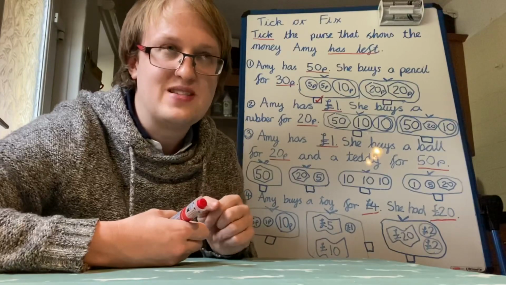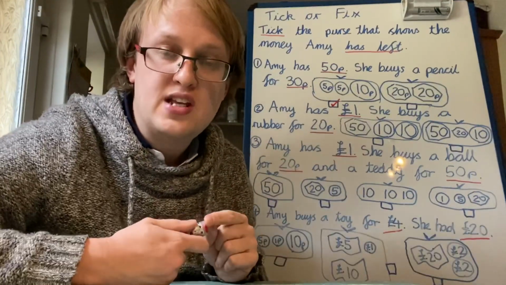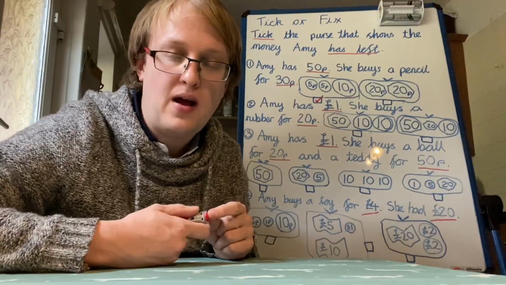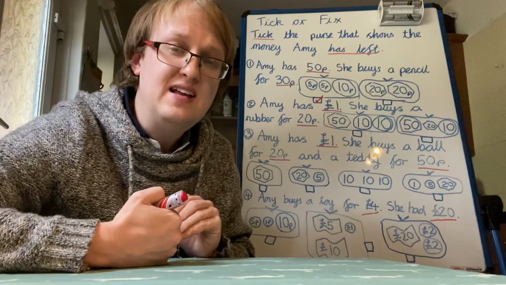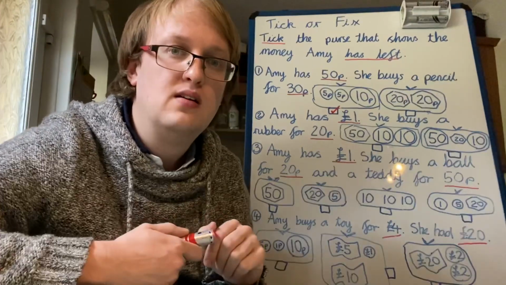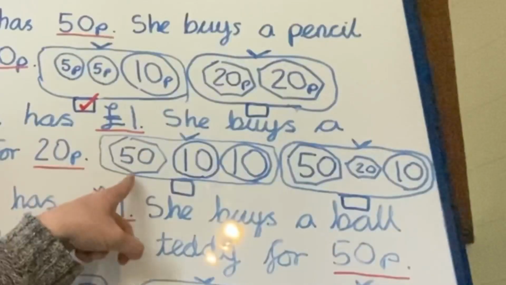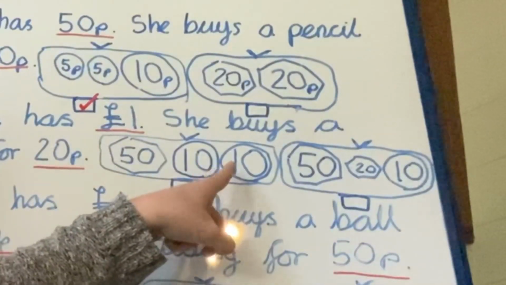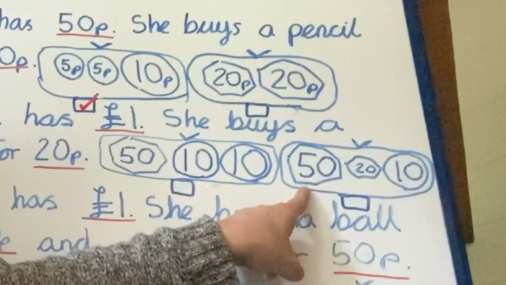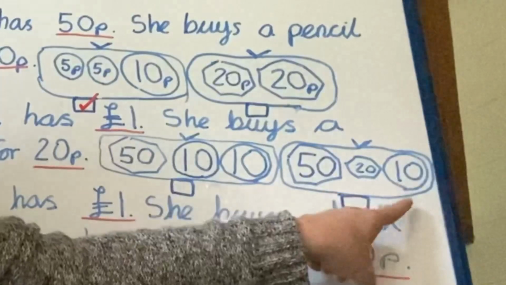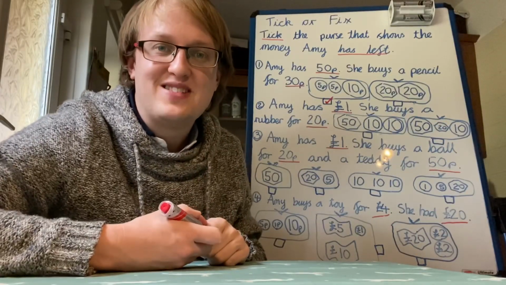Put 100 in our head and count backwards 2 tens. So 100 take away 10, 90, take away another 10, 80. So she has 80p. She has £1 to begin with, spends 20p, and she's got 80p left. Step 3, let's look at how much money is in each purse. 50p, 60, 70p in that one. In this one there's 50, 60, 70, 80p.